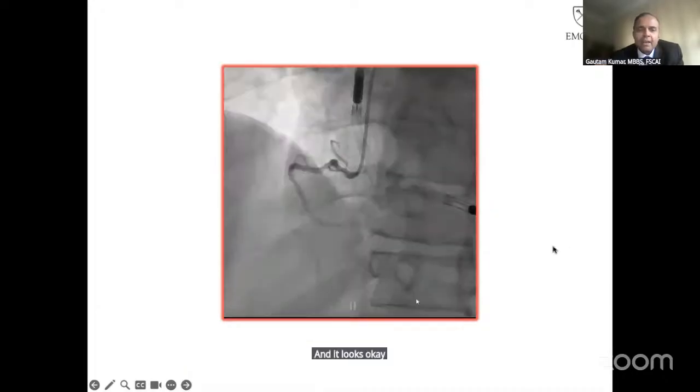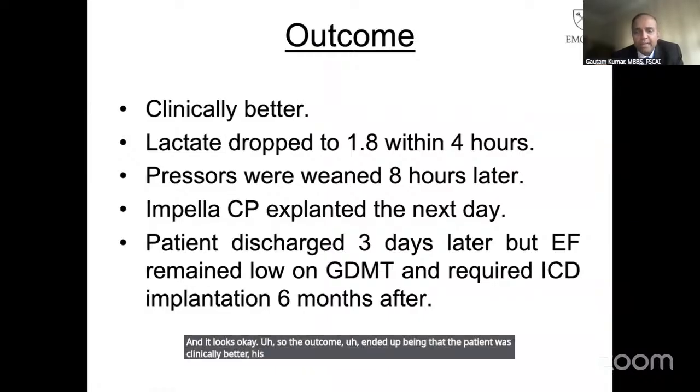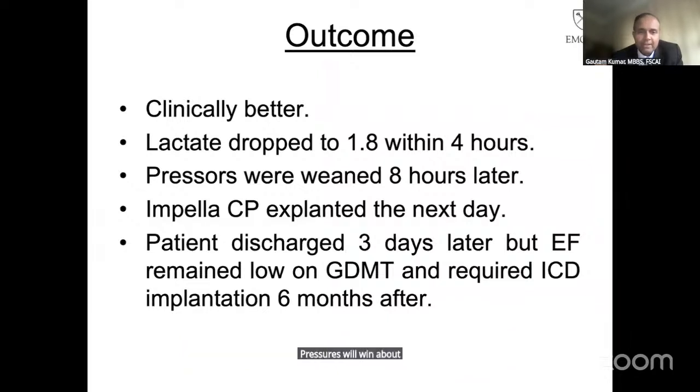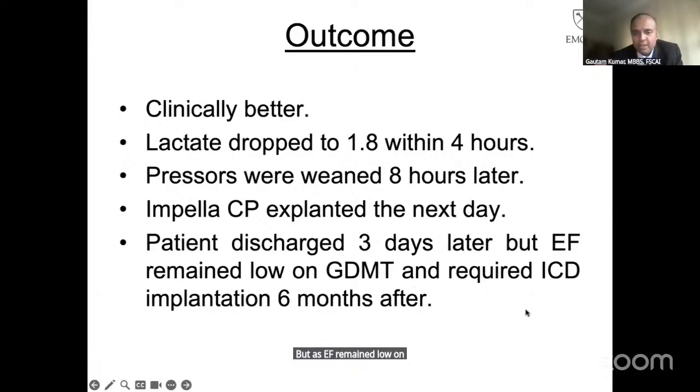So the outcome ended up being that the patient was clinically better. His lactate dropped to about 1.8 within 4 hours. Pressors were weaned about 6 to 8 hours later. We were able to explant the impeller CP the next day, and the patient was discharged 3 days later, but his EF remained low on GDMT, and he required ICD implantation 6 months after. We are now about a year after this procedure.